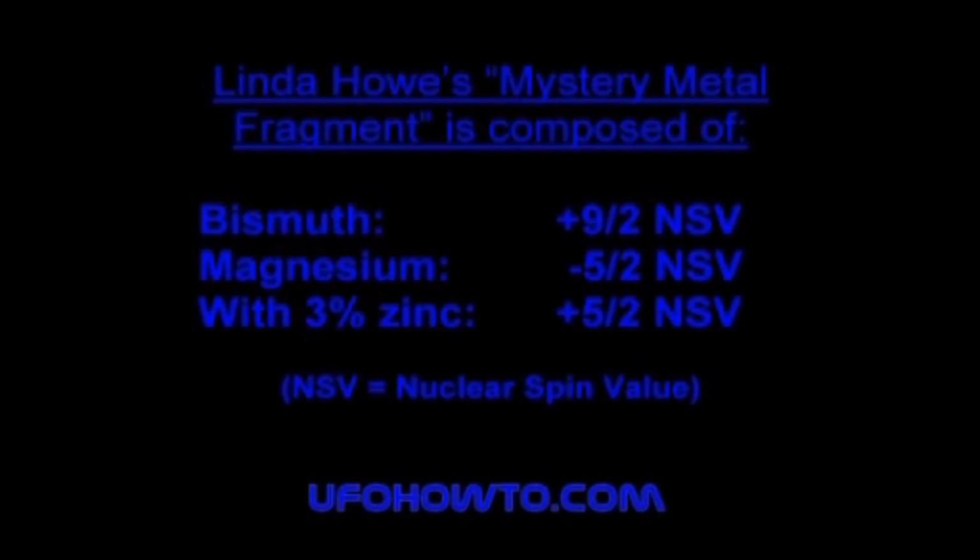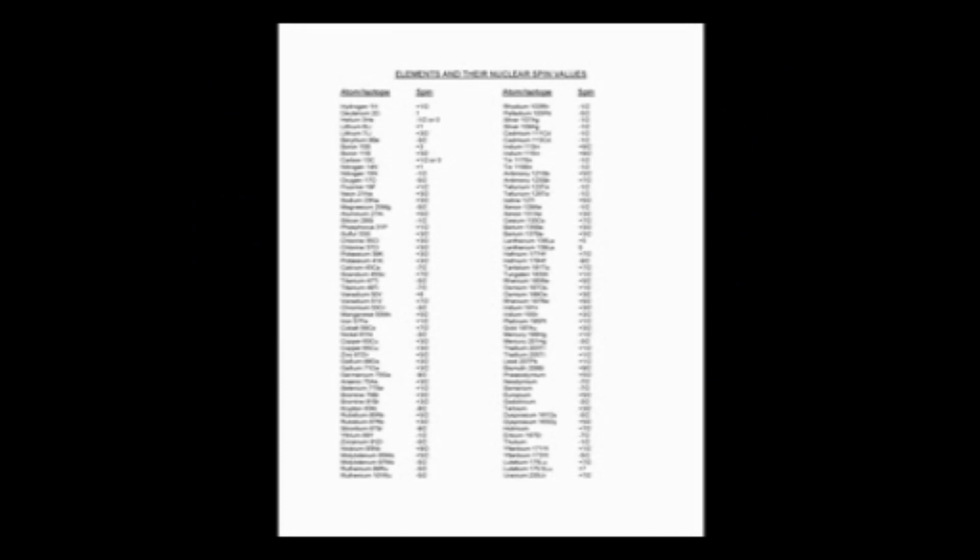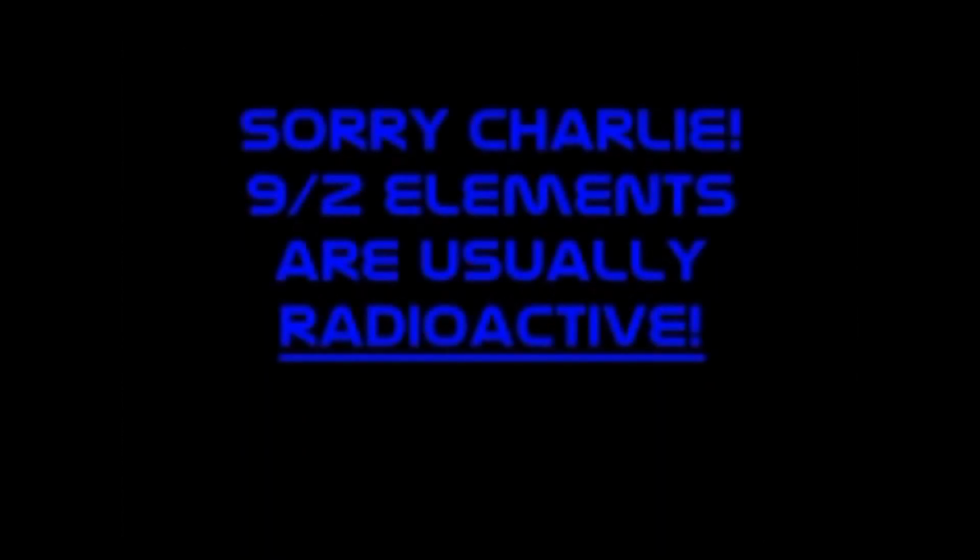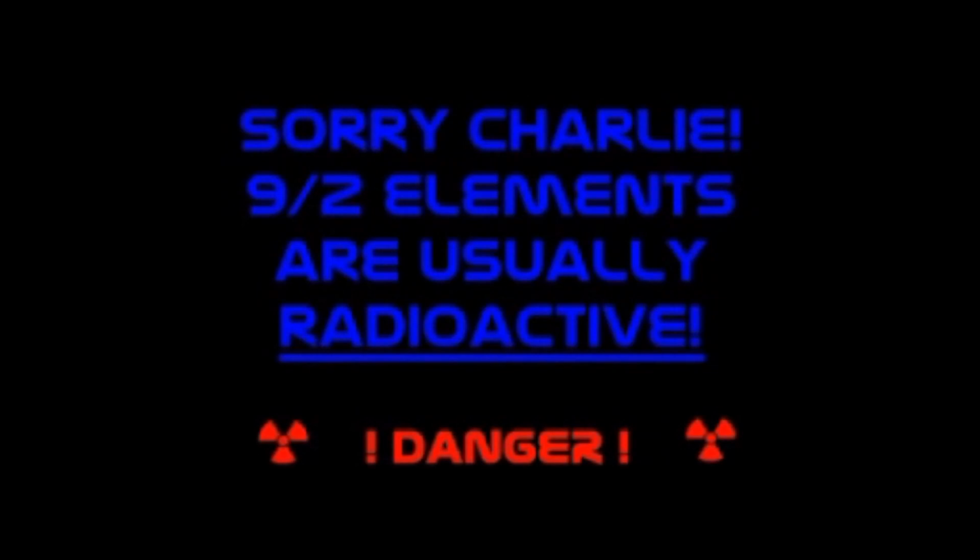The higher the differentials involved, and the greater the odd nuclear spin value, the greater the effect. 9/2 elements, like germanium and uranium, are ideal for creating the electrogravitic effect. Unfortunately, these elements are usually radioactive, but this does account for why people who have alleged to witness UFO sites where they have landed report them being radioactive.